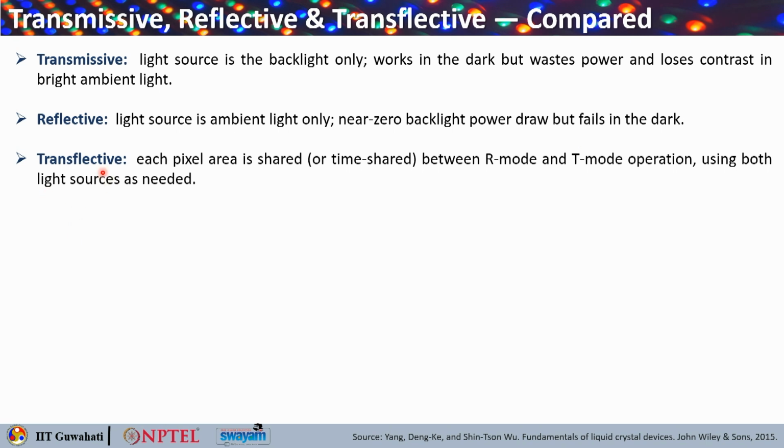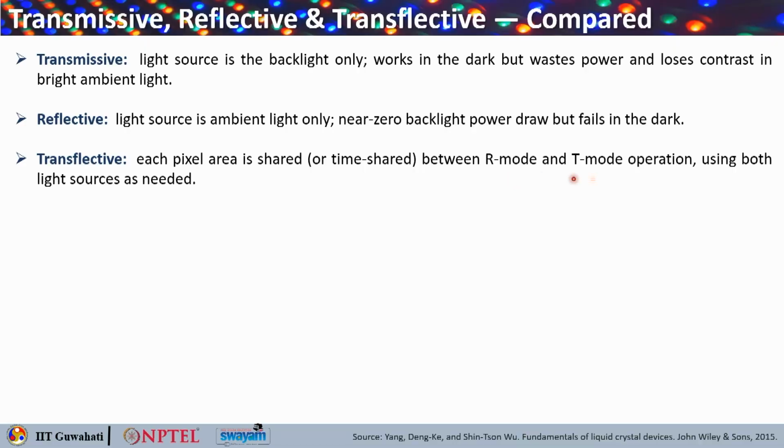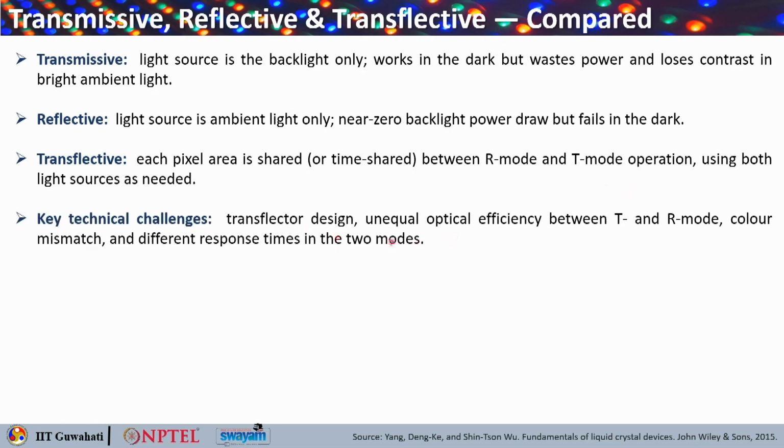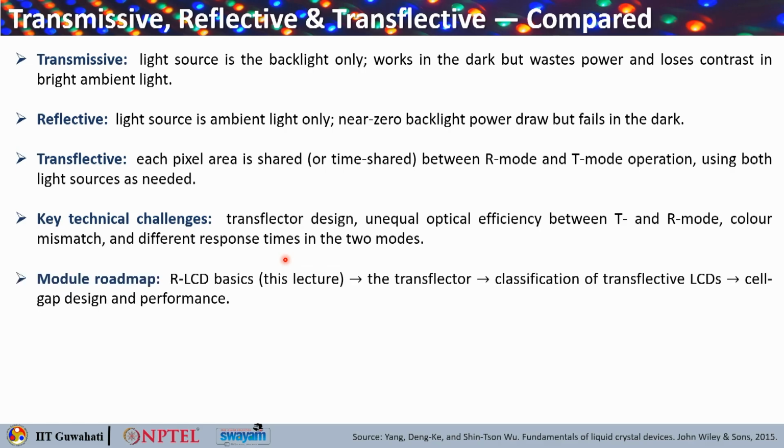The transreflective ones work for both, where each pixel area is basically shared or time shared between the reflective mode and the transmissive mode operation, using both light sources as and when needed. So, what are the technical challenges? The transreflector has to be designed properly, so that each pixel can have both modes. And then the unequal optical efficiency between the reflection and the transmission mode may also cause some problems. Moreover, you can also see color mismatch and different response times in the two modes.